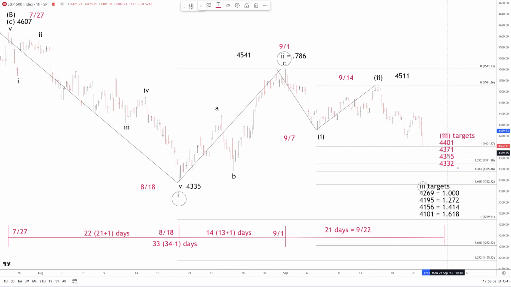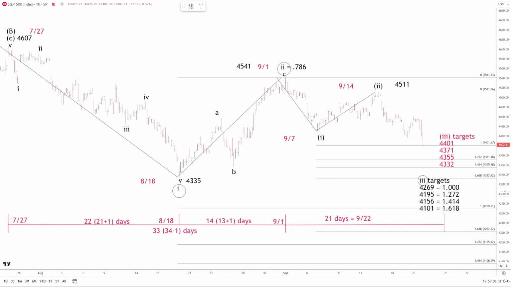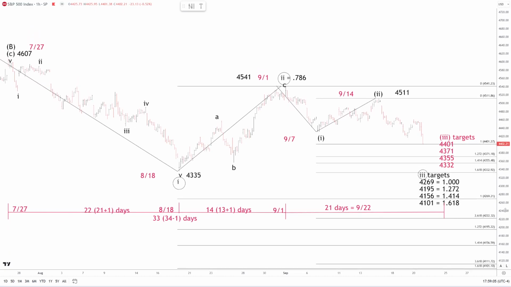Okay, that's at 1 degree of trend, and the wave 3 targets, if this is 1 with a circle, and this is 2 up with a circle, again a 786 retracement there. Then 3 with a circle gains equality with 1 at 4269 right here, and then 4195 is the 1.272, 4156 is the 1.414, and 4101 is the 1.618, and you can see those down there. Right down to there, 4101. That's the likely target there.